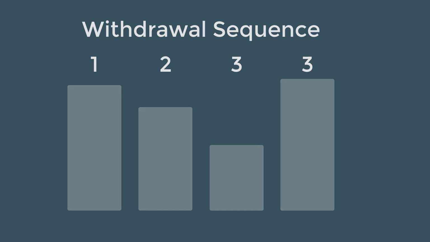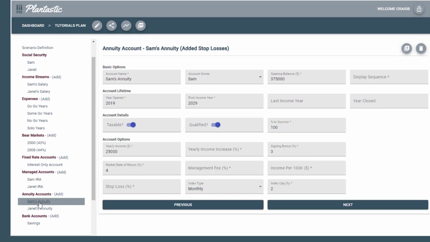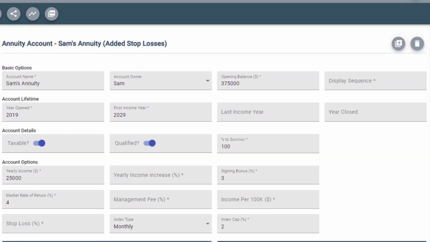The withdrawal sequence attribute is not used for annuities and fixed rate accounts, as these accounts provide a fixed income amount. The index cap attribute is only used for annuity accounts. Some annuities set a cap on the amount of growth the account can have in any one month or year. If the annuity you are modeling does not include an index cap, set this attribute at 100%. The index type option is also only used for annuity accounts. It defines how the yearly interest is calculated on the account.